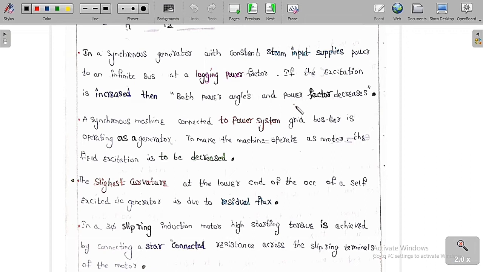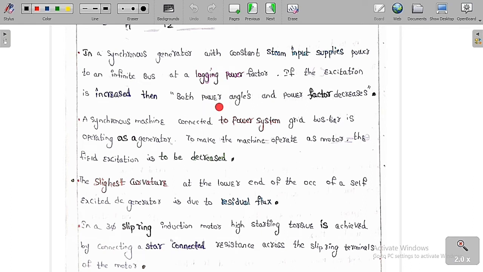So in the lagging power factor, if you increase the excitation, definitely the delta angle decreases and the current Ia increases. Ia into cos theta is also constant. Simply, as the excitation increases, Ef increases, Ia increases and the power factor angle increases, so power factor decreases. The delta value decreases.